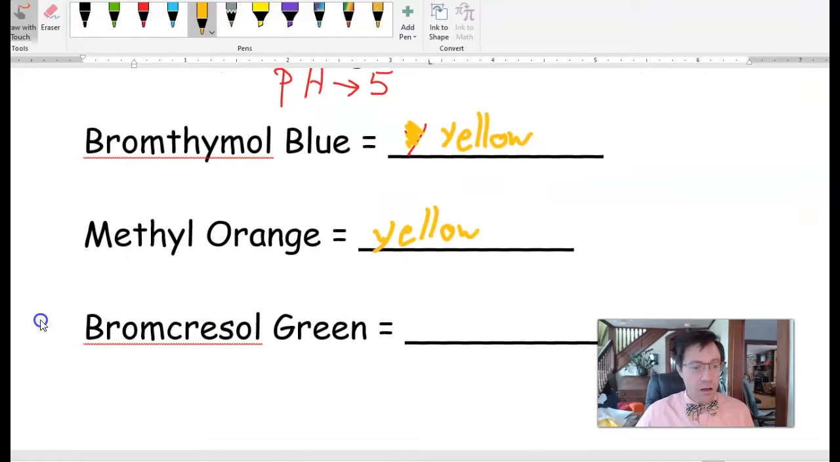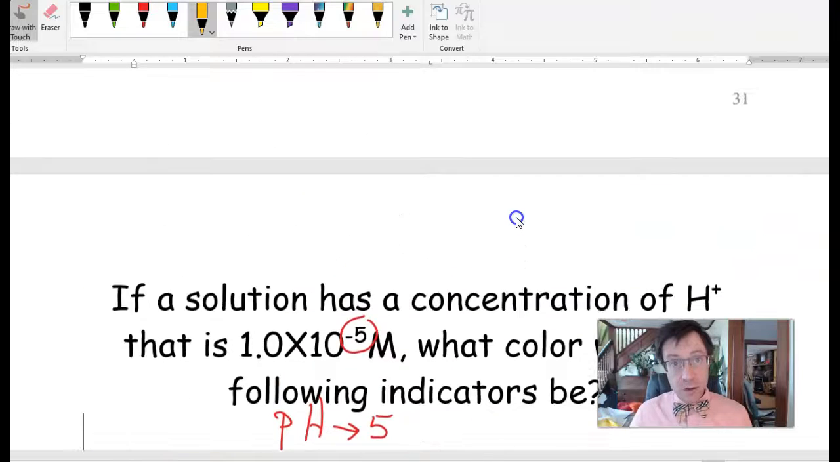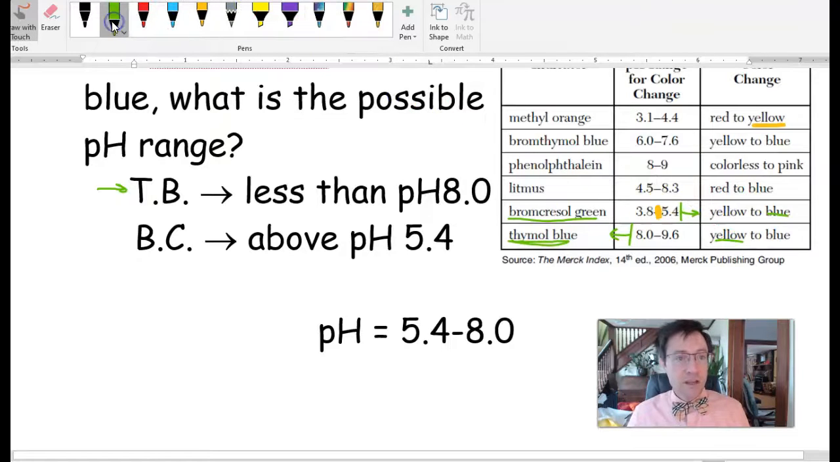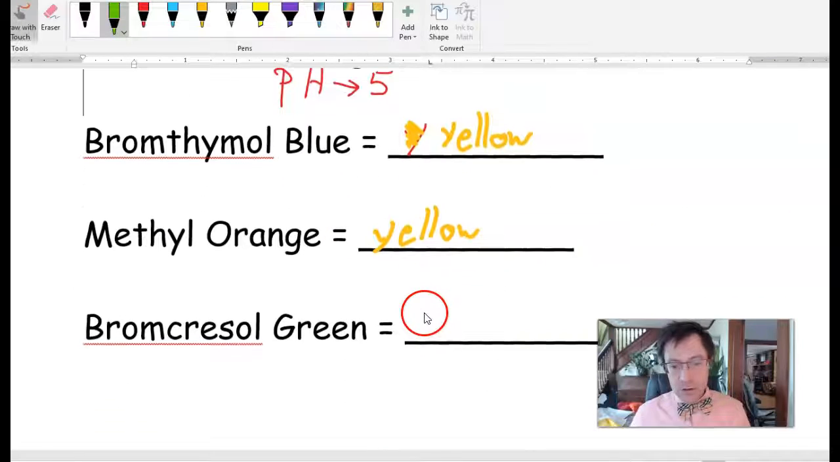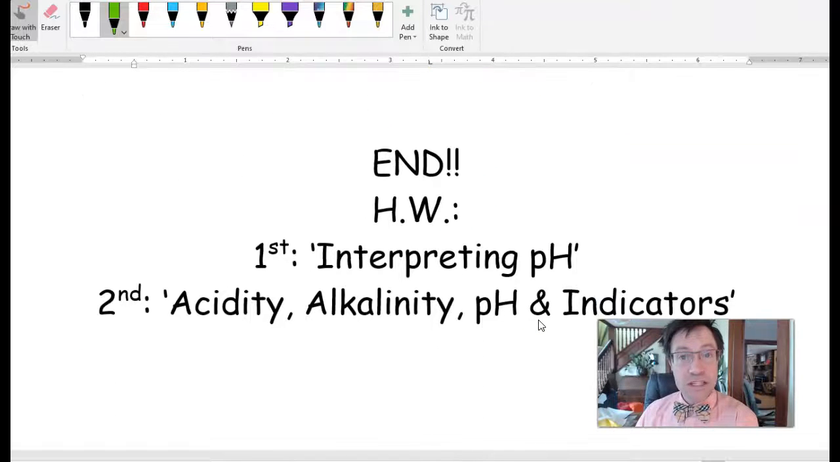Nice. And what color will bromcresol green be? Remember, we're with a pH of 5. So let's come up here and check out bromcresol green. Ooh. It's going to be right in between these things, right? So what is yellow and blue? Yellow and blue, you bet, make green. See how that works? That's how indicators work. Easy peasy lemon squeezy.